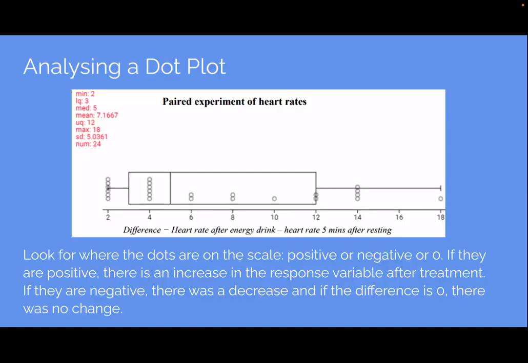Analysing a dot plot is all about looking for where the dots are on the scale. And since the dots represent the differences between your treatment and control groups, you're looking for whether those differences are positive, negative, or zero. If they're positive, it means there was an increase in the response variable. If they're negative, there was a decrease, and if the difference is zero, there was no change. And remember, this is your treatment minus your control.